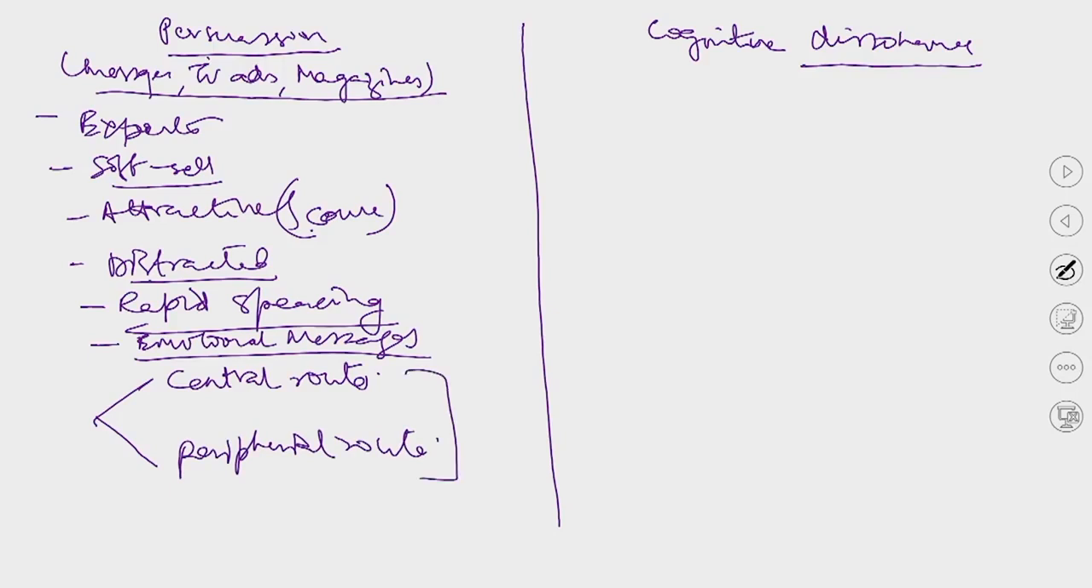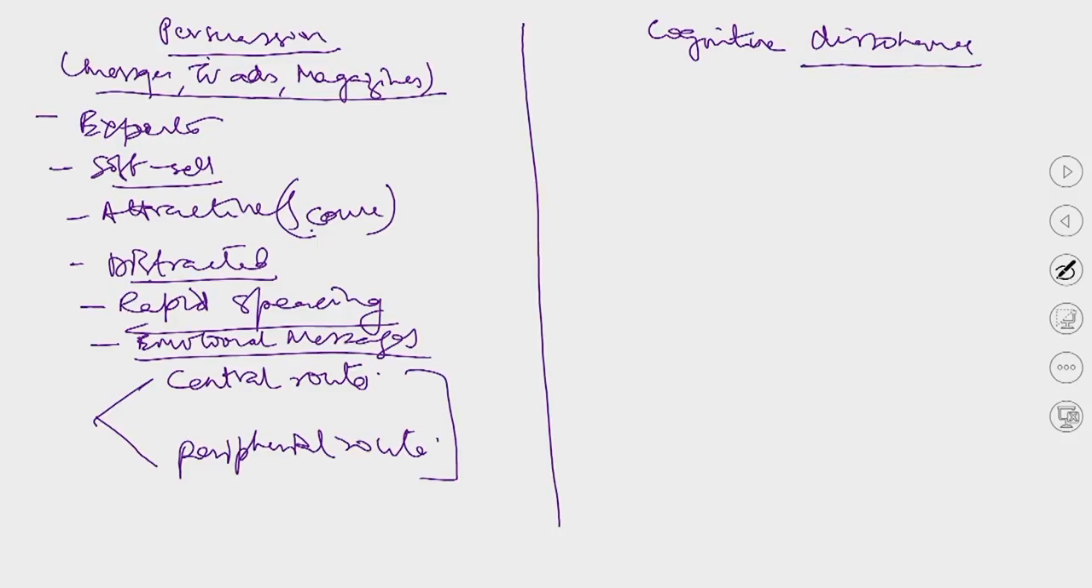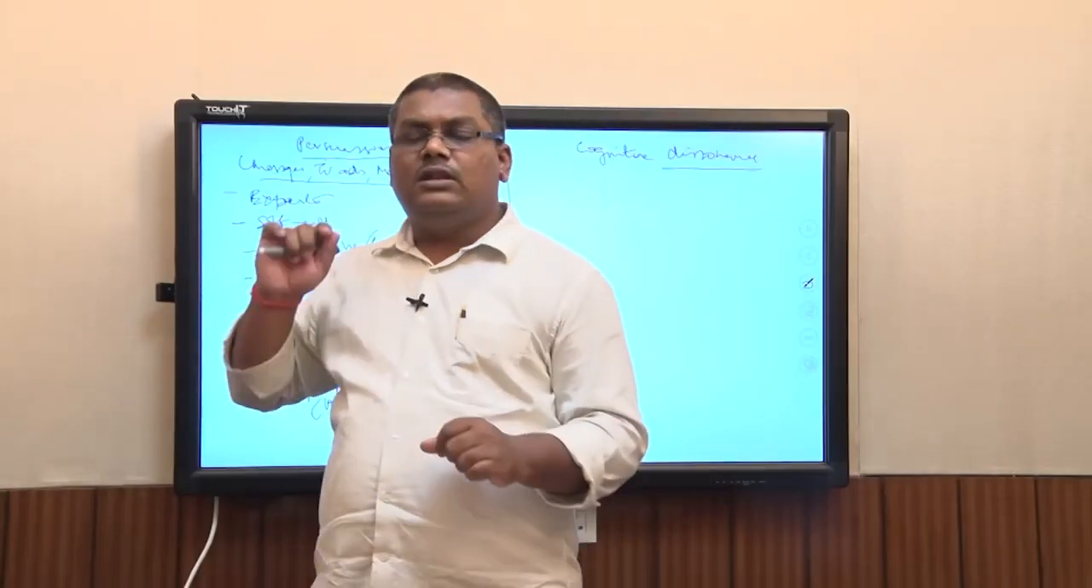Persuasion. What does it mean? The central route uses something called systematic processing, and the peripheral route uses heuristic processing. What is the meaning of all this? So, this persuasion, how does it go forward? How are people persuaded? There are two ways to persuade people by using one of these factors. One is through the central route, the other is through the peripheral route.